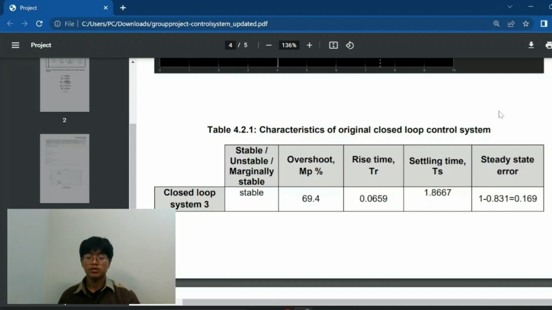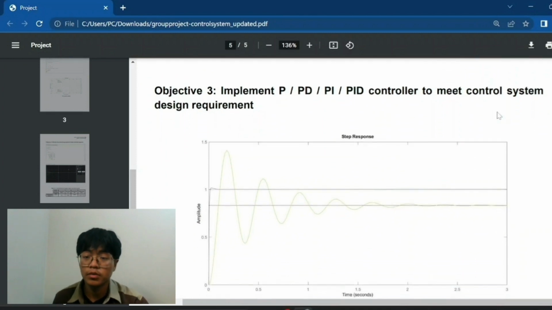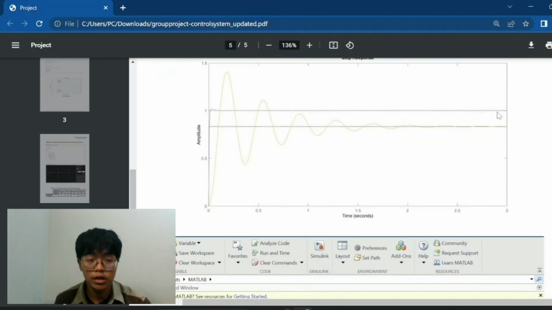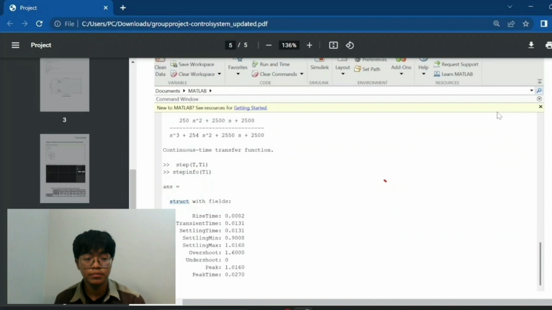Next, objective number 3. For objective number 3, I add the controller to the closed loop. The type of the controller that I implement to give the required outcome is PID controller. So this is the step response after I run the simulation. And last, these are my new values for objective number 3.